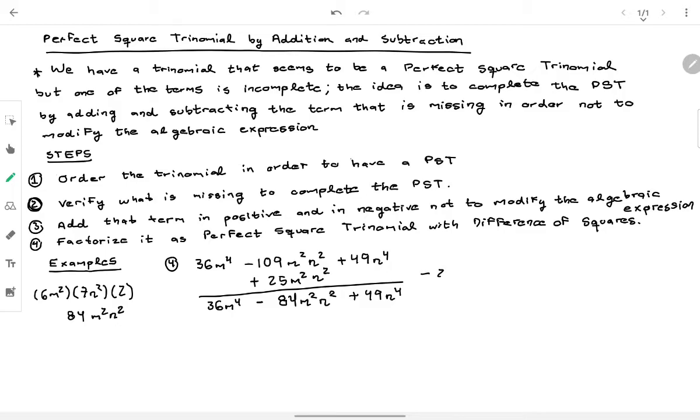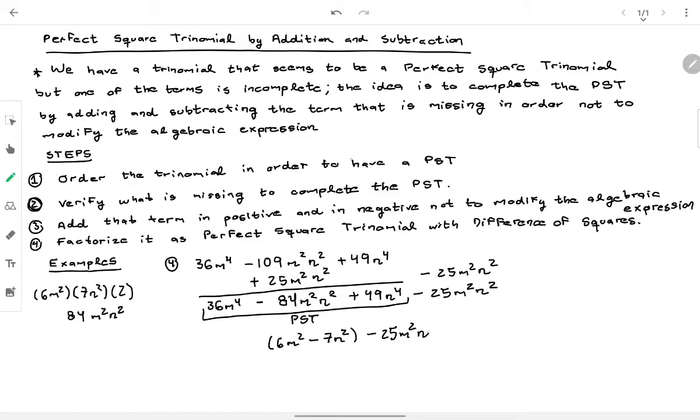And I need to subtract minus 25 m squared n squared. So in that case, here I will put the minus 25 m squared n squared. So let's check out. These three terms are the perfect square trinomial, so I can factorize it as 6m squared minus 7n squared, minus 25 m squared n squared.